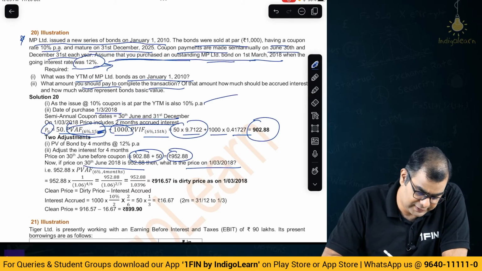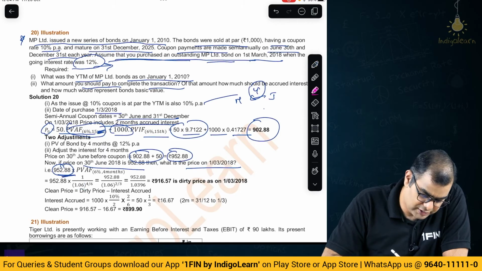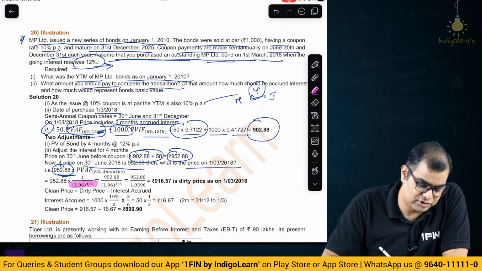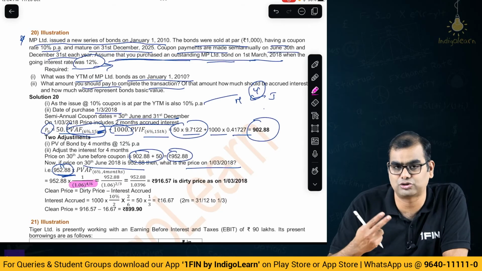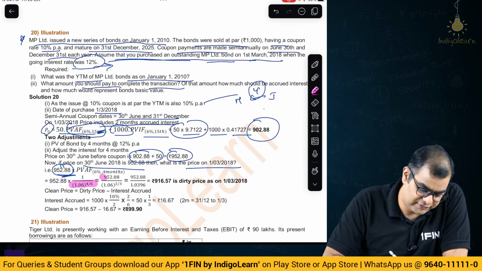You take the current yield. You have to move it from June to March, so you have to bring it back by 4 months. So, what you do is 952 into 1 by 1.06 power 4 by 6. Why 4 by 6? Because 2 months have elapsed, 4 months are left. So, 952.88 by 1.06 power 2 by 3.